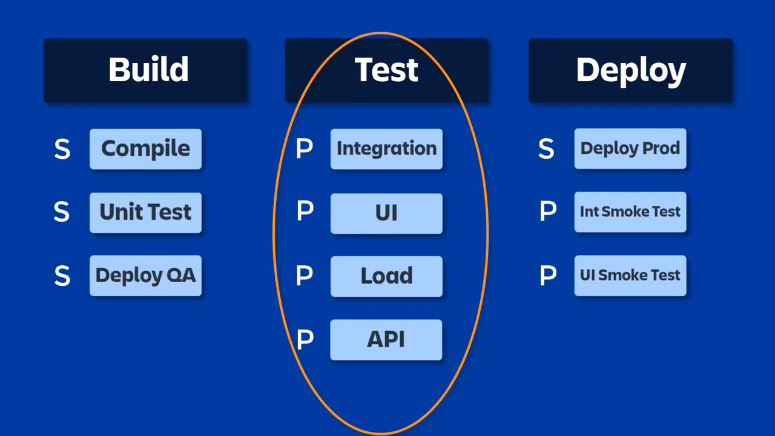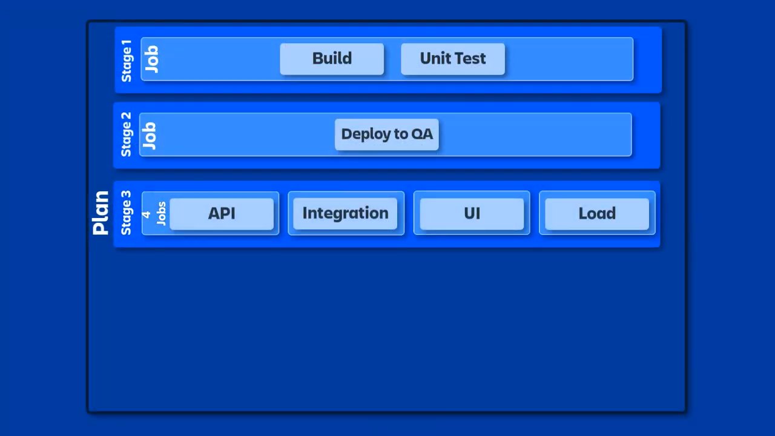Our second set of tasks, test, are all tasks that can run in parallel. Remember, tasks run sequentially in jobs, and jobs run in parallel in stages. Since each of these tasks can run in parallel, each task will be in its own job, and each job will be in stage three.